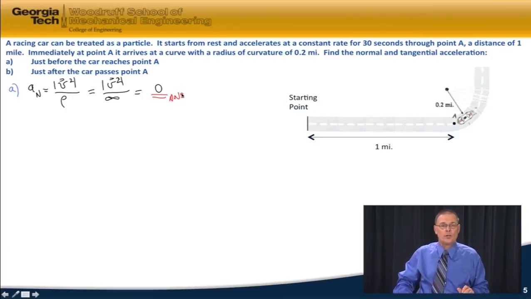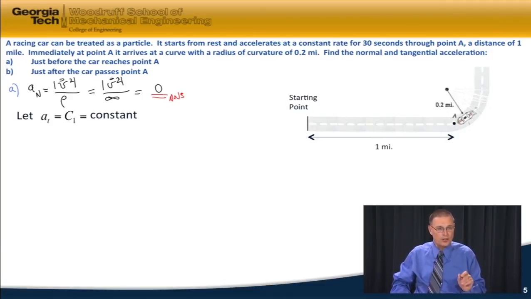Now let's go ahead and do the tangential acceleration. For the tangential acceleration, we're given that the tangential acceleration is constant. And so I'll give it the symbol C1. Since I want to find that, and I know some information about the distance and the time, let's go ahead and integrate that and use this information that I'm given to go back and find what the tangential acceleration is.